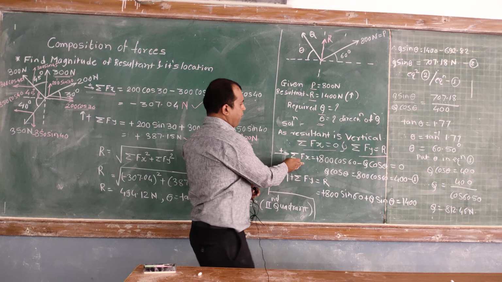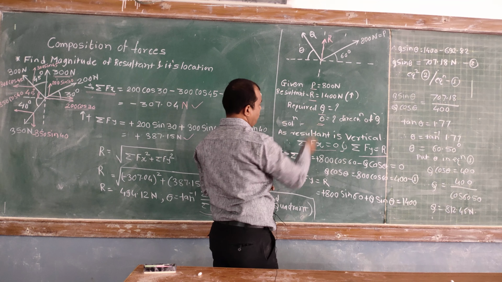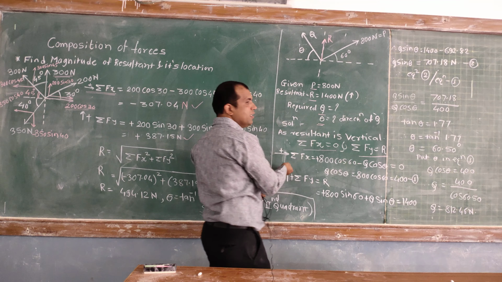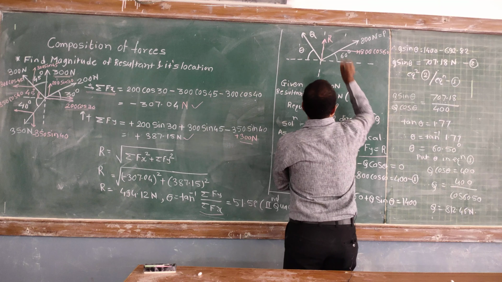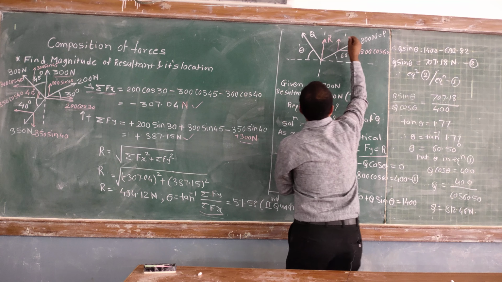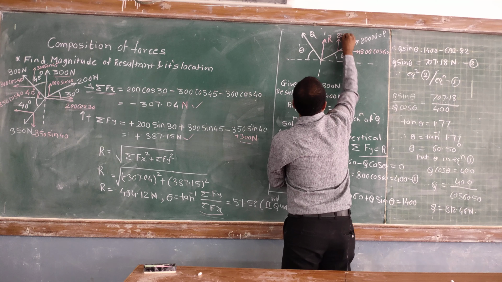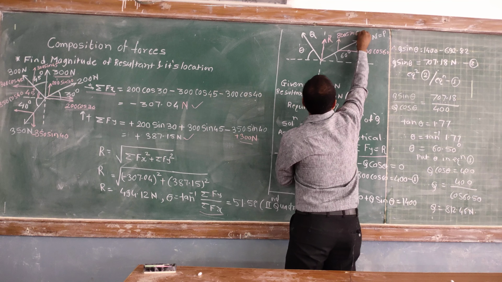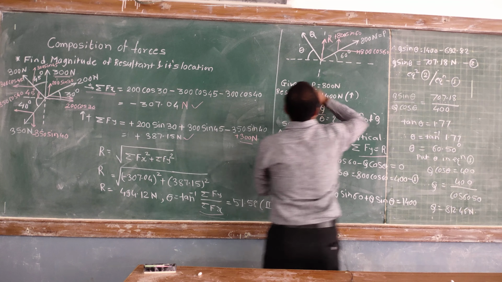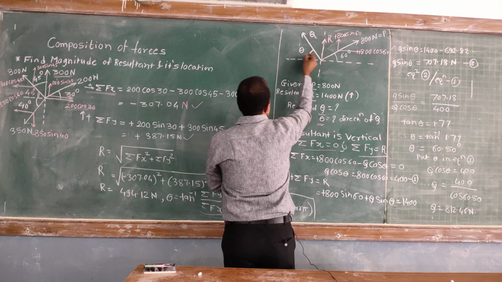Now, summation of Fx. Again, what is summation of Fx? Summation of all the forces in the x direction. Resolve these forces. So what is the component of P in the x direction? The x component is 800 cos 60. It is plus because it is in the first quadrant. The y component is 800 sin 60. It is again positive.